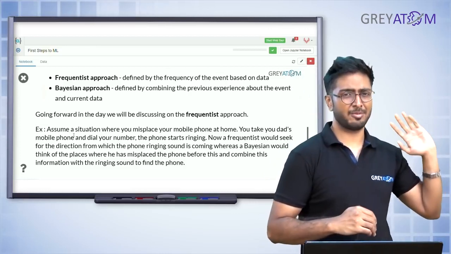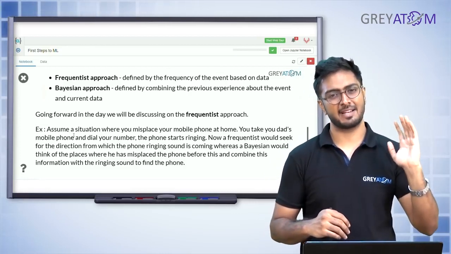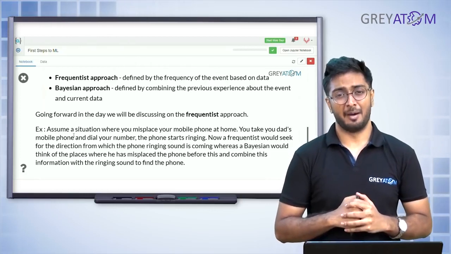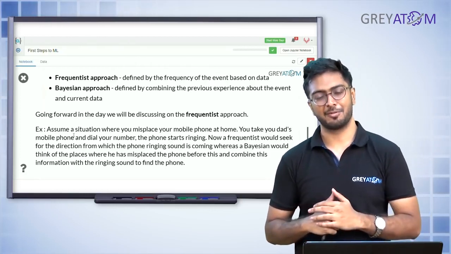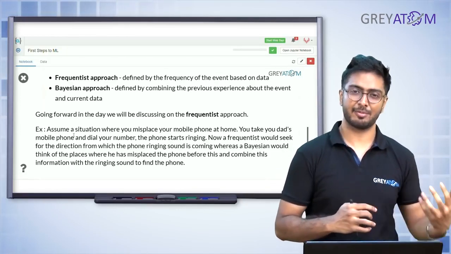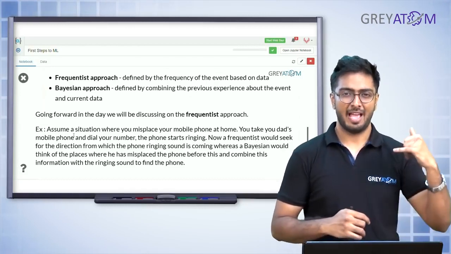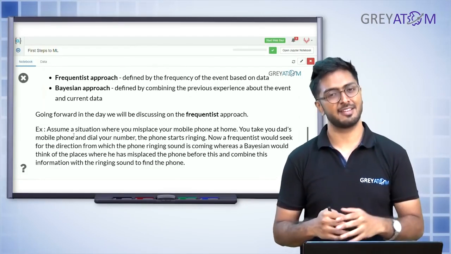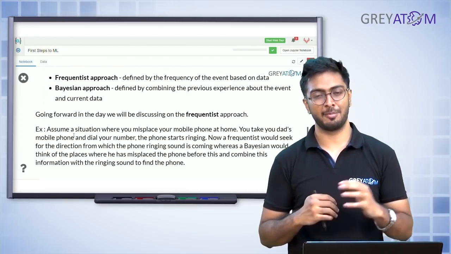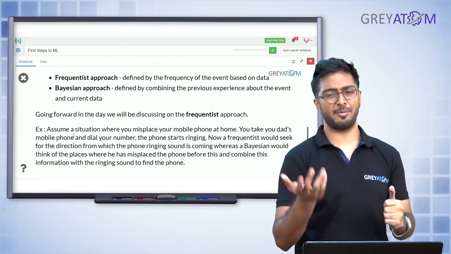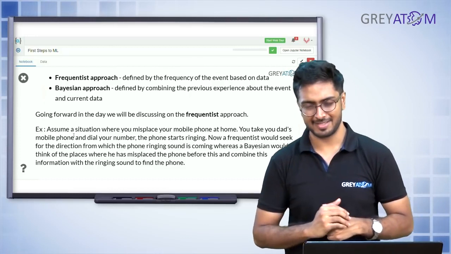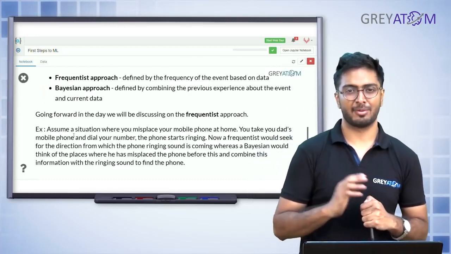So you have knowledge about what you did last time, and based on that understanding, you can predict that probably this time also it would be in the kitchen. That's the Bayesian approach. The frequentist approach was you give a call, and based on the intensity of the sound and all of that, you give probabilities to each location. There's no previous knowledge involved. So that is the basic concept of frequentist and Bayesian.